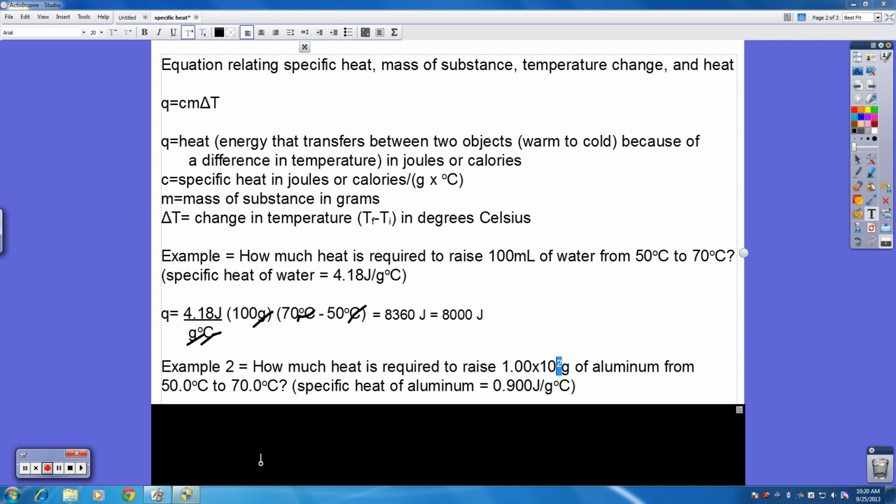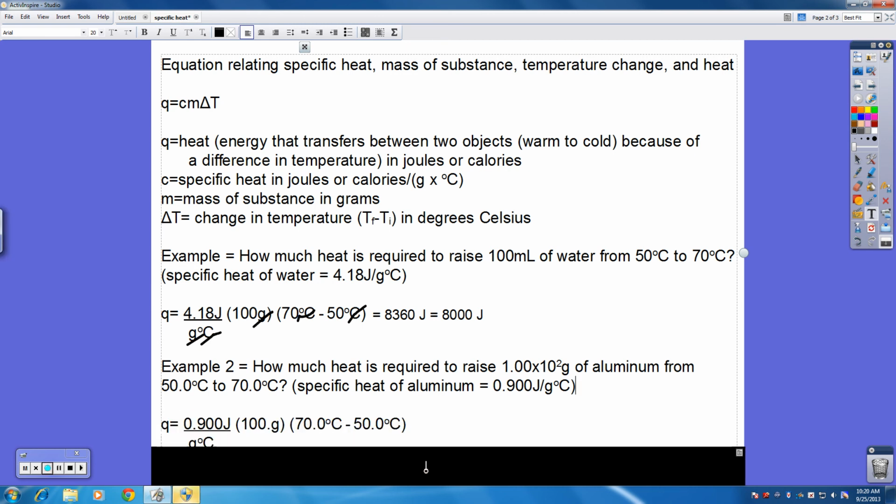How much heat is required to raise 1.00 times 10 to the second grams of aluminum from 50.0 degrees Celsius to 70.0 degrees Celsius? So essentially the exact same question as before, except that the specific heat of aluminum is 0.900 joules per gram degrees Celsius. So go ahead and set that up.